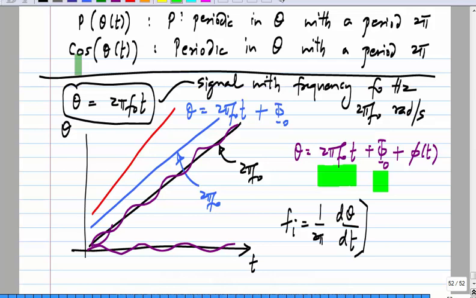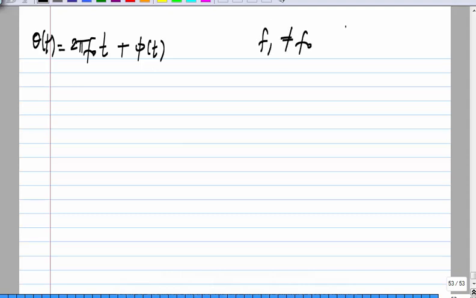Is this fine? Now, also, I think that the nominal frequency is f naught. So, theta of t is 2 pi f naught t plus phi naught, maybe phi naught I will just set it to 0 to simplify the notation, plus some phi of t. But the actual frequency is some f 1 not equal to f naught. So, what will be this phi of t?